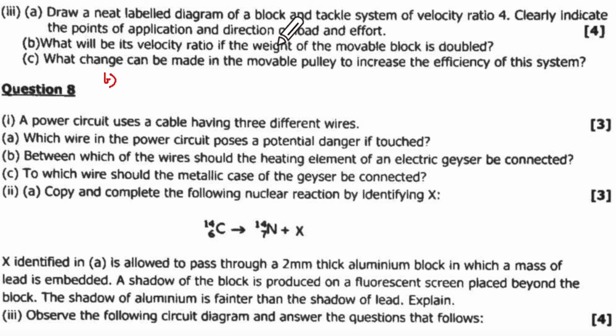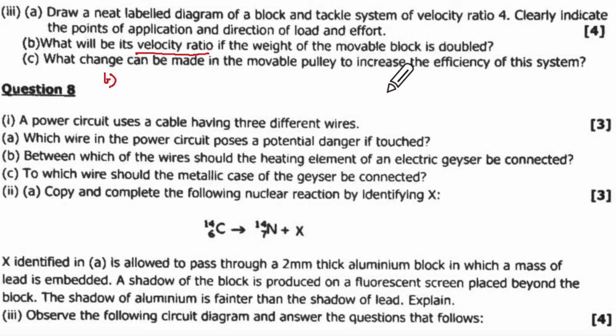What will be its velocity ratio if the weight of the movable block is doubled? Now velocity ratio remains constant and mechanical advantage changes, correct or no? Yes, ma'am. If the movable block is doubled, efficiency is going to become lesser, because the more will be the load, the useful load is going to be lesser. So mechanical advantage is going to decrease. Part of the energy is going to be used in moving the movable block.